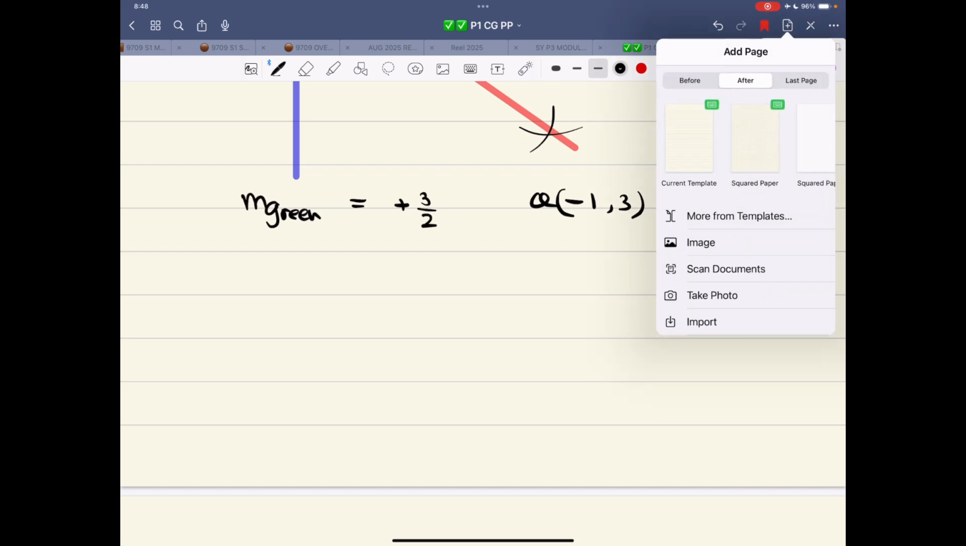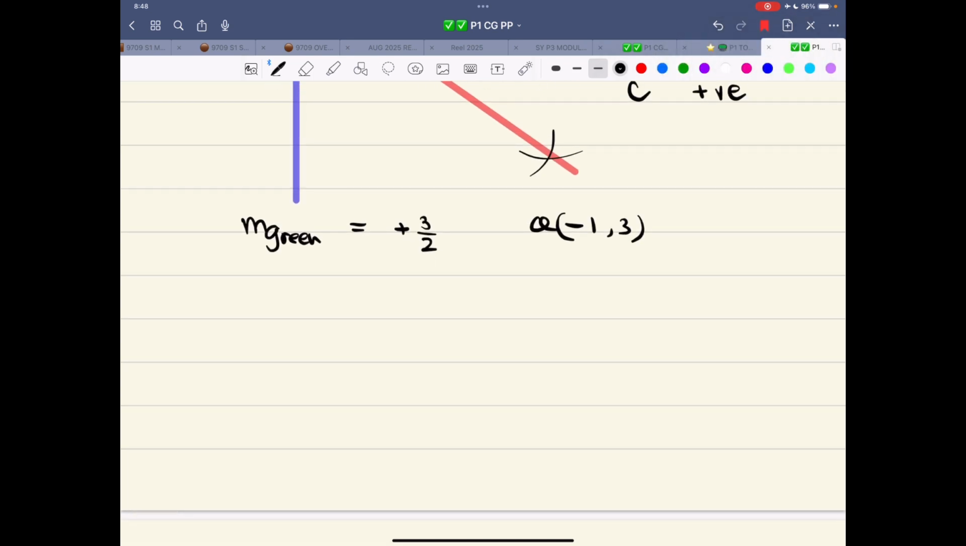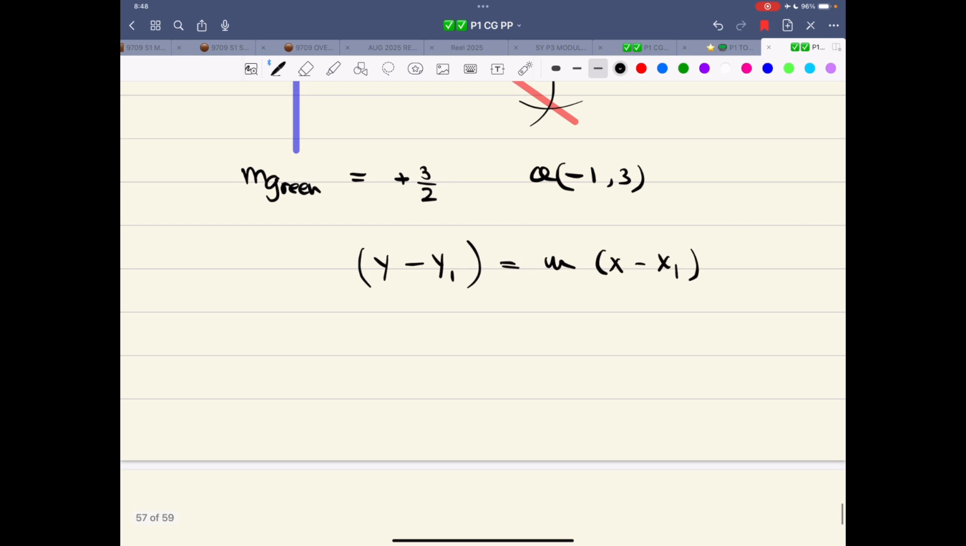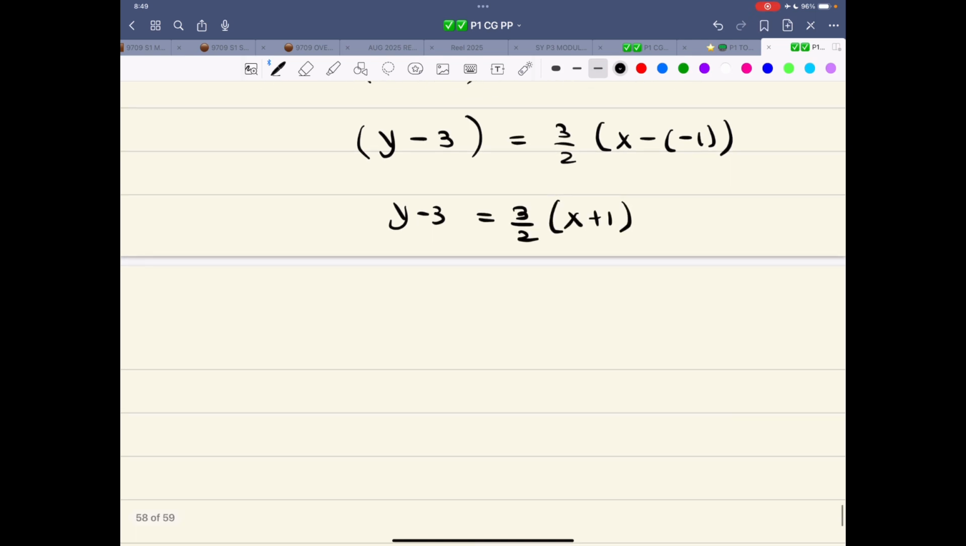Let me add a page over here. And now the equation of a line: y minus y1 is equal to m(x minus x1). So y minus 3 is equal to 3 over 2 (x minus minus 1). Let's simplify it further. y minus 3 is 3 over 2 (x plus 1). And let me simplify it further.